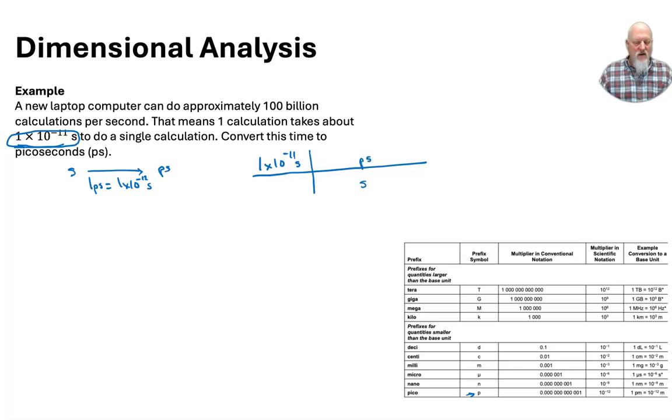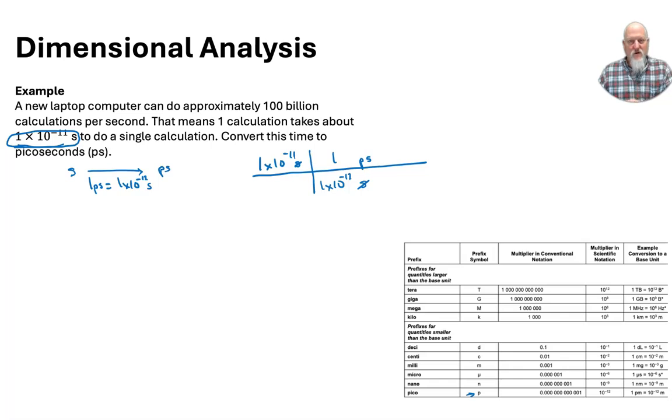I go to my conversion. 1 picosecond is equal to 1 times 10 to the negative 12 seconds. The seconds cancel. I have picoseconds left. Okay? If I have the same unit on opposite sides of the fraction, they cancel out. At every step of your conversion, the unit that you currently have should cancel in that next step.